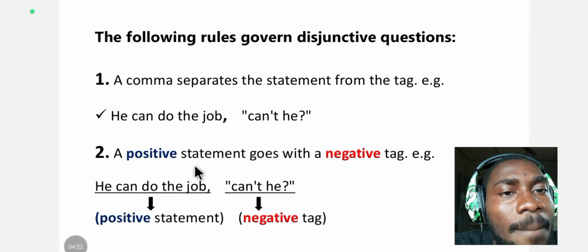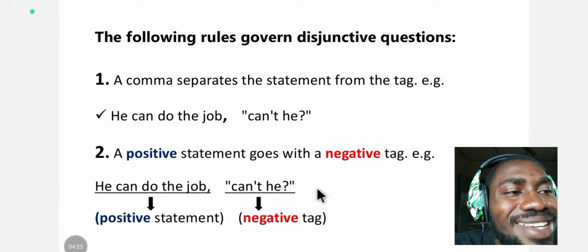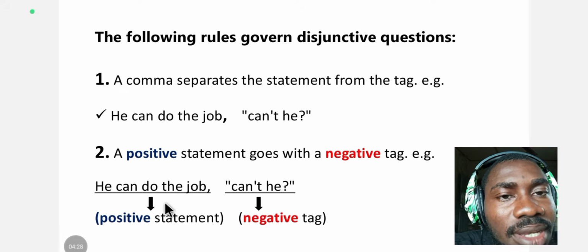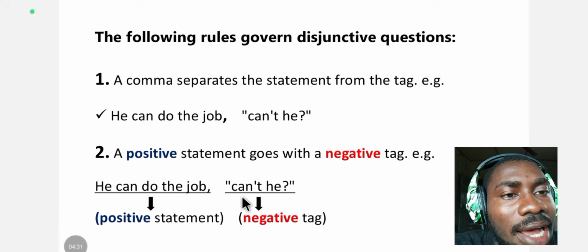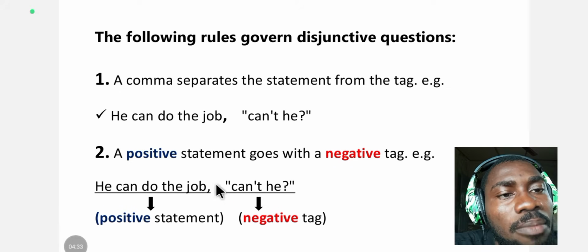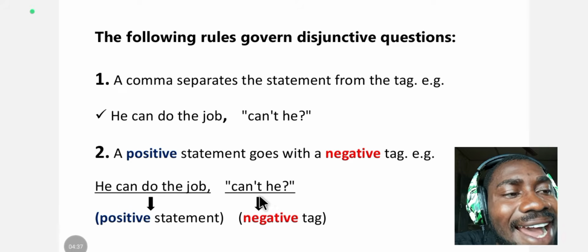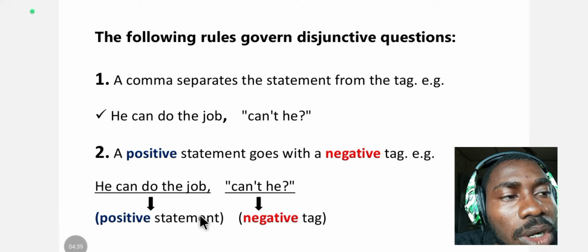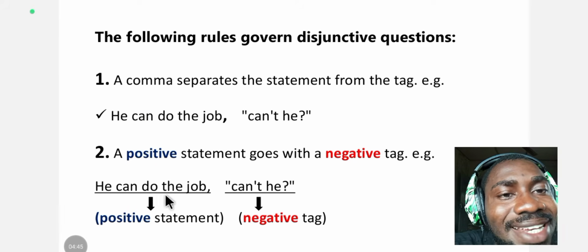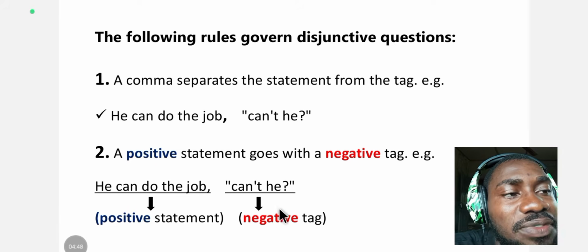So, positive statement goes with negative tag. The positive statement is he can do the job, and the negative tag is can't he. But when you say he can do the job, can he? The statement becomes wrong because you give a positive statement, which is he can do the job, a positive tag, which is can he. But when you use can't he, you give it a negative tag, which makes the disjunctive correct.